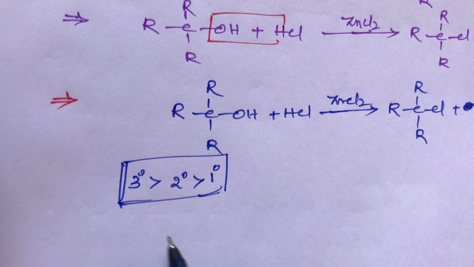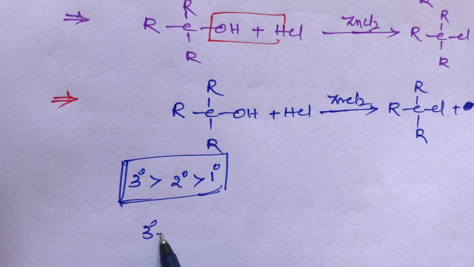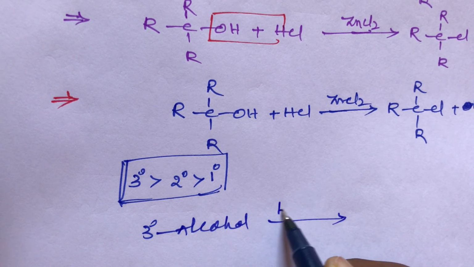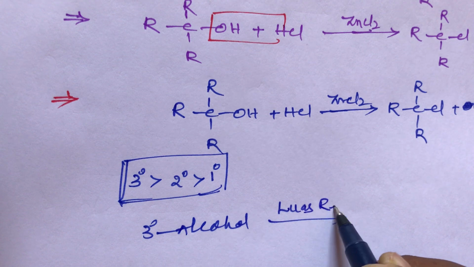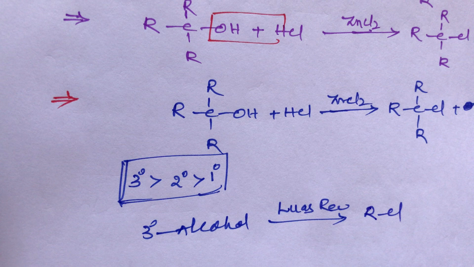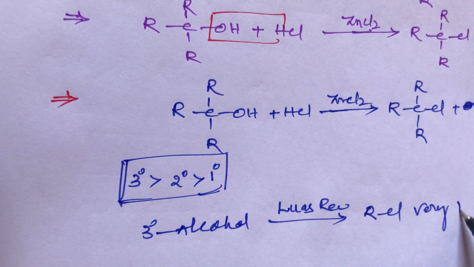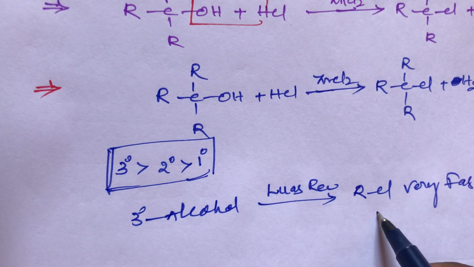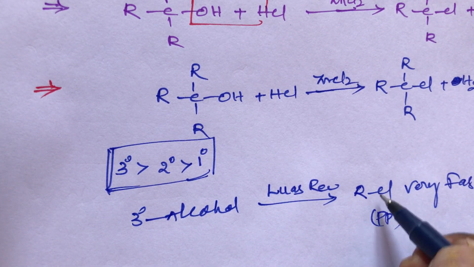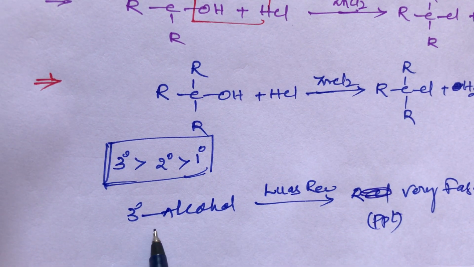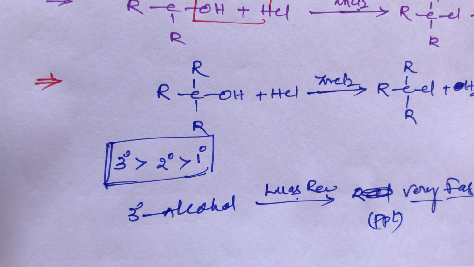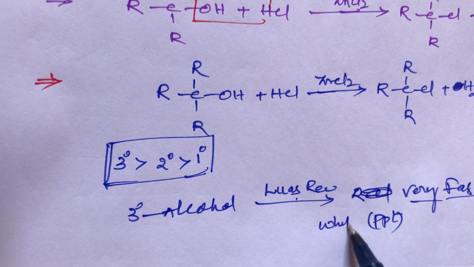Now take some tertiary alcohols with Lucas reagent. With Lucas reagent it gives alkyl halide very fast, a white precipitate. Tertiary alcohols react with Lucas reagent and give a white precipitate very fast, within a fraction of a second.